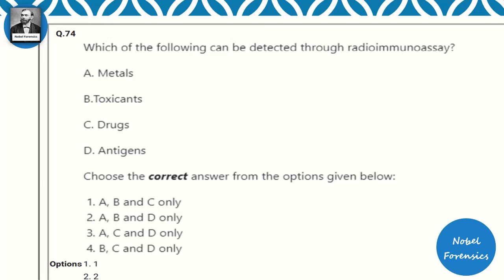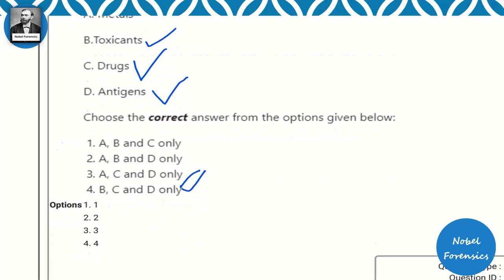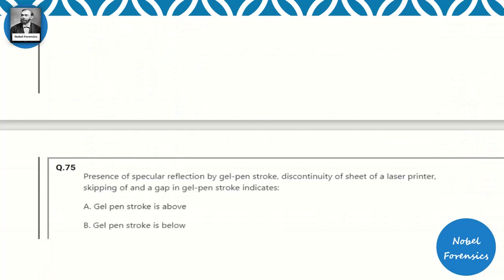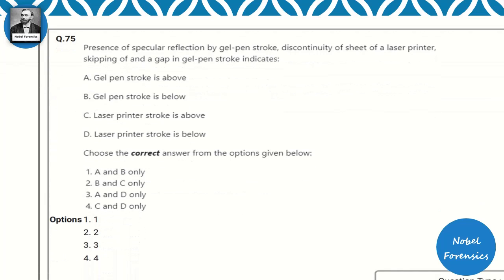Which of the following can be detected through radioimmunoassay? Usually we detect antigens with the radioimmunoassay. And also we can detect toxicants and drugs using radioimmunoassay. So B, C, D are correct. Option 4 is correct. Next, coming to the next question, 75.